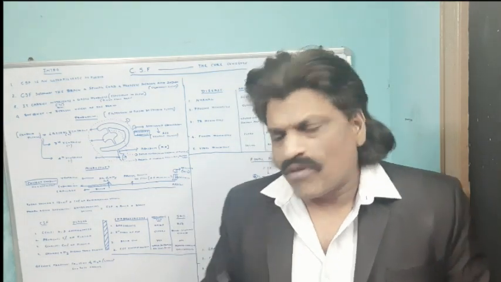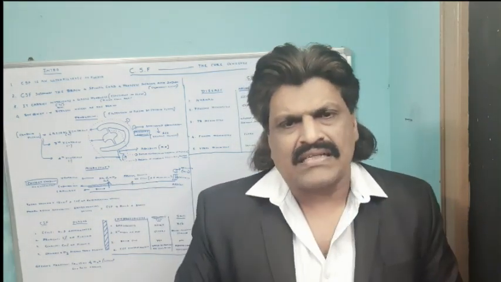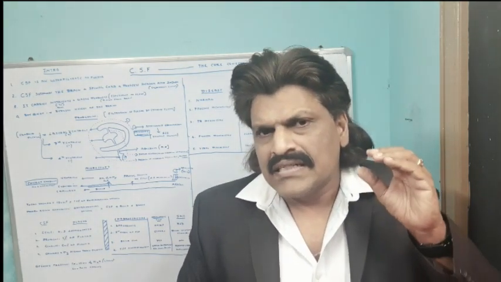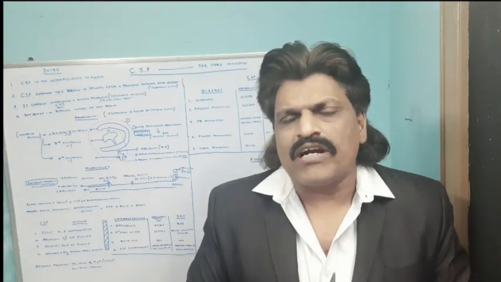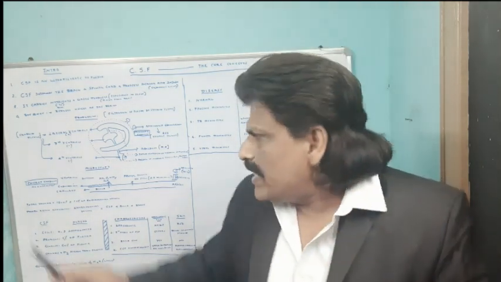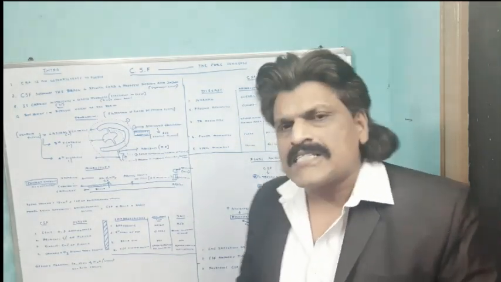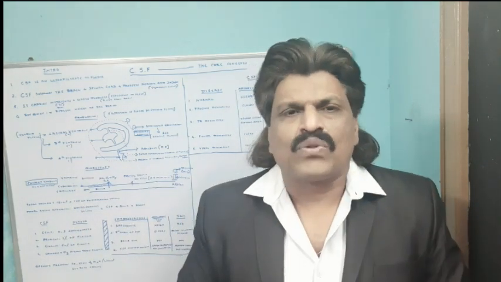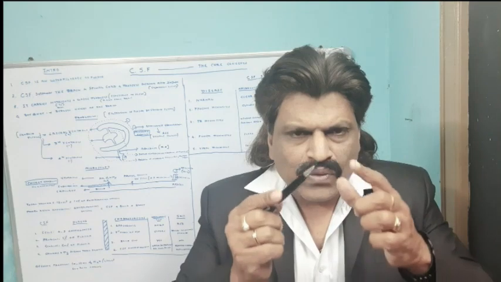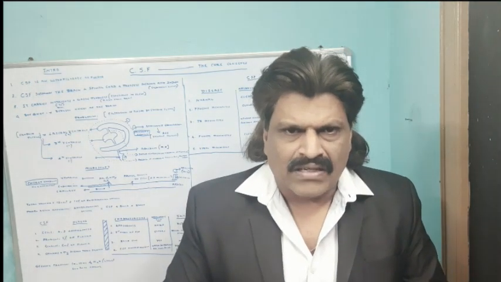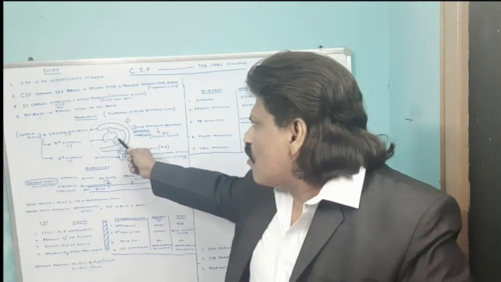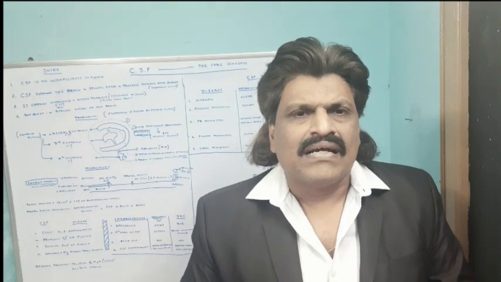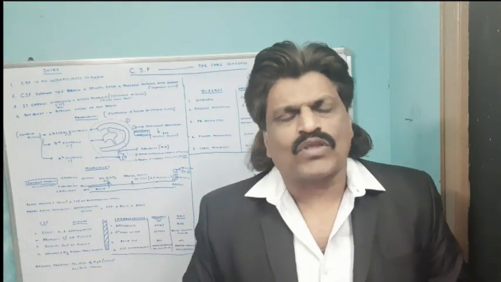How it is formed from the choroid plexus, we'll discuss in a few minutes from now. But suffice to say as of now, cerebrospinal fluid is formed from the choroid plexus in the ventricles, especially the lateral ventricles. From the two lateral ventricles, it comes through the interventricular foramen of Monro to the third ventricle. From the third ventricle, it goes through the cerebral aqueduct in the midbrain to the fourth ventricle.